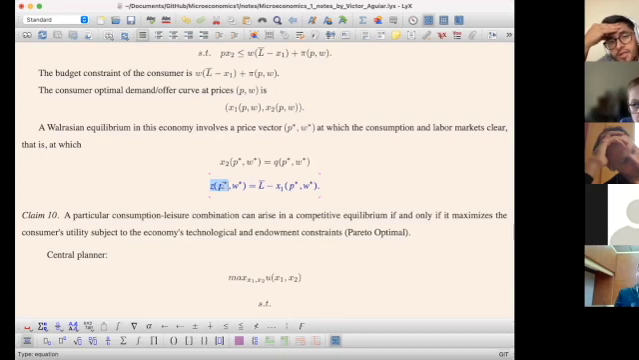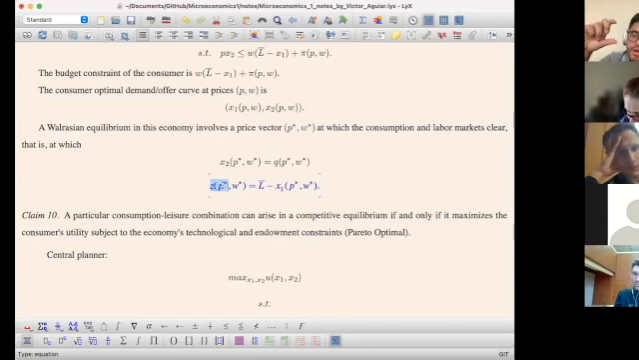Now, first thing, we know that because of homogeneity of degree zero and Walras' law, essentially one of these markets is redundant, right? So if we solve the market clearing condition for one market, then the second market is going to clear.